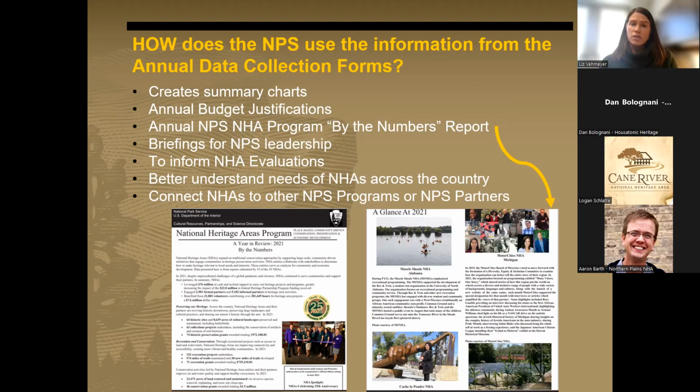We also share these when NHAs are going through their evaluation process. It's a really good annual summary of what a heritage area did over its time being evaluated. Also, it helps me better understand the needs of you all across the country based off of information you provide in part one. And then also sometimes to connect you as NHAs to other NPS programs or NPS partners. If in reviewing, I note that multiple organizations are working on a certain topic or type of project, and I know there's some other initiative or effort in the Park Service going on around that, I can help make those connections.